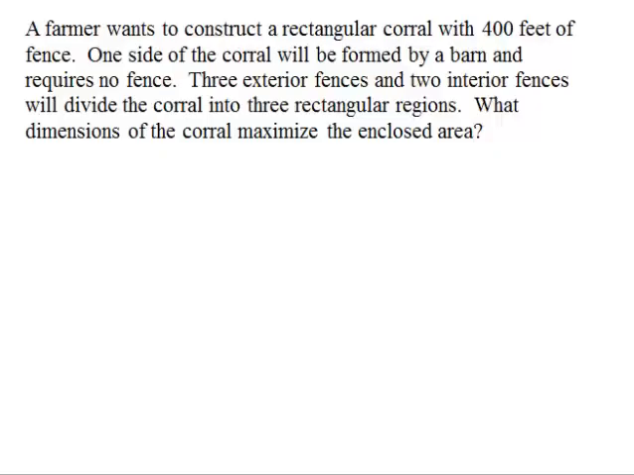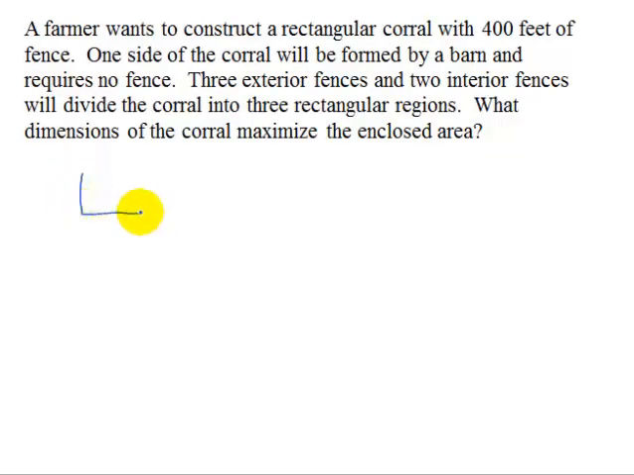A farmer wants to construct a rectangular corral with 400 feet of fence. One side of the corral will be formed by a barn and requires no fence. 3 exterior fences and 2 interior fences will divide the corral into 3 rectangular regions. What dimensions of the corral maximize the enclosed area?